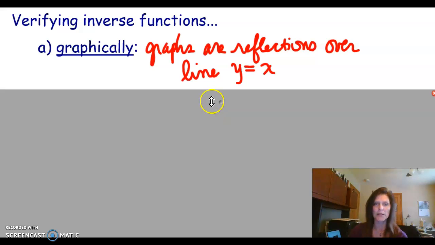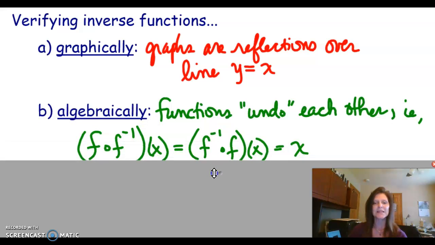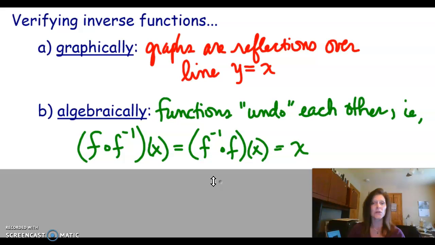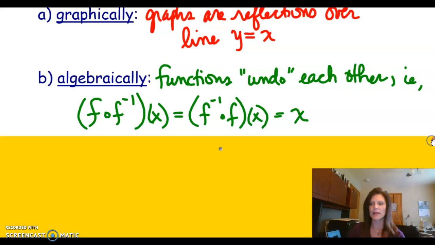The second way is an algebraic way. We said that inverse functions undo one another. So to demonstrate that algebraically, we use function composition. We will want to demonstrate that f of f inverse of x is equivalent to f inverse of f of x. So it doesn't matter which way we do it. The result is going to give me back what we put in. All right, so let's take a look at an example.